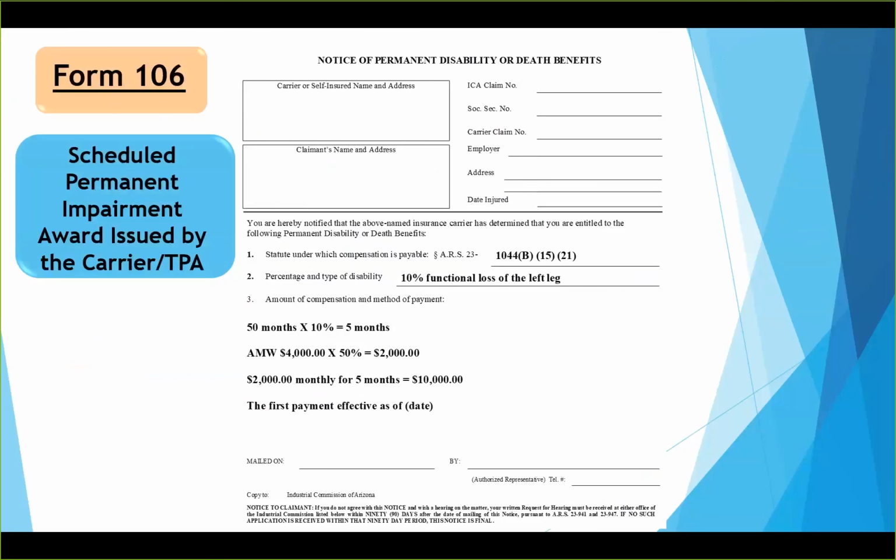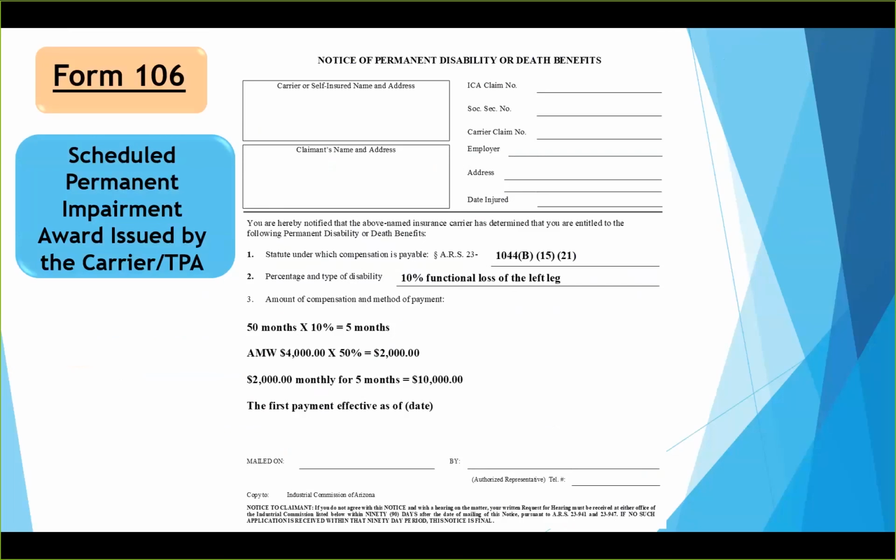There are 3 boxes that must be filled out on this form. Number 1 is the statute under which compensation is payable. In this example, that would be 1044B, 15, and 21. Number 2 is the percentage and type of disability. In this example, that would be 10% functional loss of the left leg. Number 3 is the calculation itself and the date that this payment is effective.